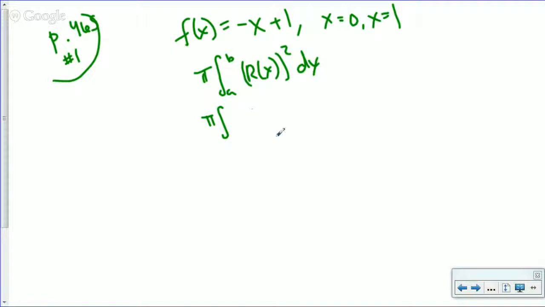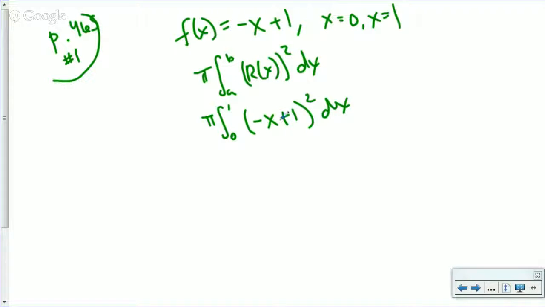Okay, so your a value is 0 right here. Your b value is 1. And your function is negative x plus 1 squared dx. Okay, now we want to actually calculate the volume of this by hand, no calculators. So you have a couple options to find this integral. Ideas?